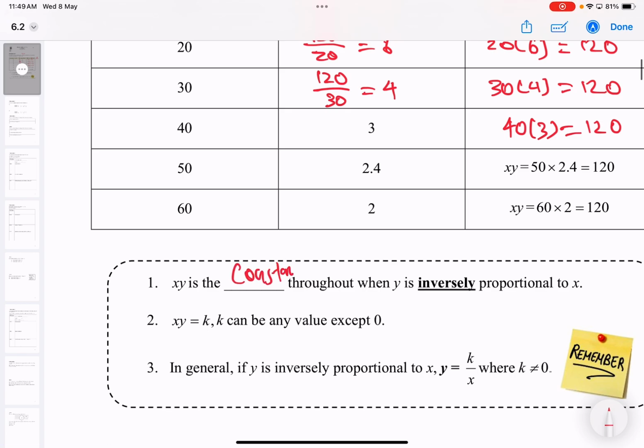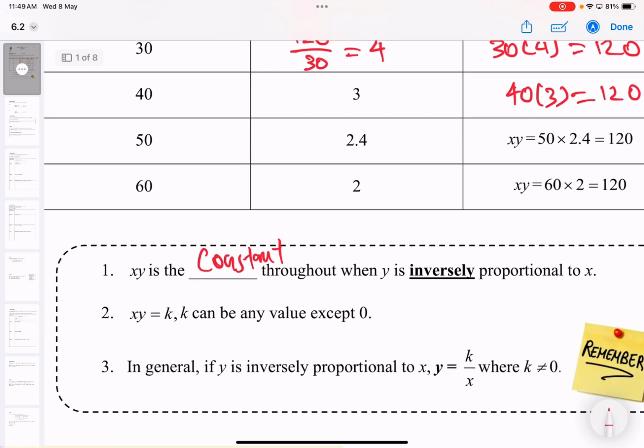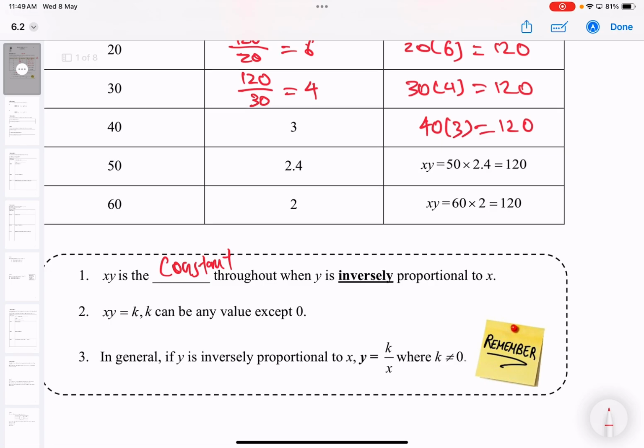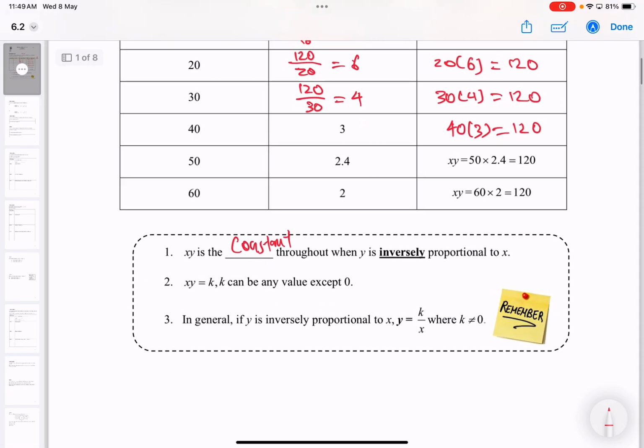Okay, so we're going to call it the constant. It's the constant throughout. So when we say something is a constant, we know that it doesn't change. The value of it doesn't change, it's going to be fixed. Now this one is slightly different from yesterday.